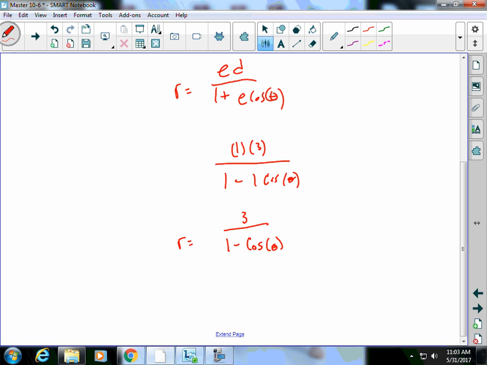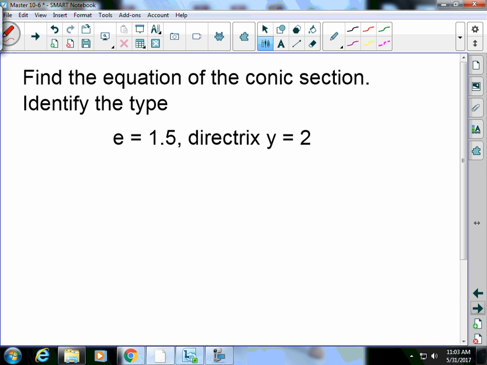It's that simple. Let's look at another one. Eccentricity is 1.5. If it's greater than 1, we said that's a hyperbola. Y, that means I'm dealing in sine, positive for my function. So I know I'm using this function. I'm going to say r is equal to ed all over 1 plus e sine theta.